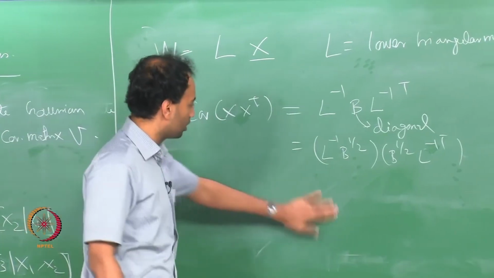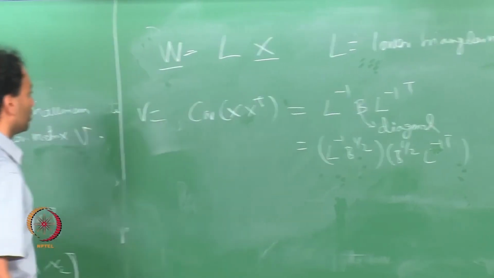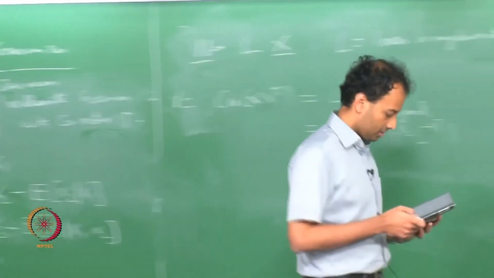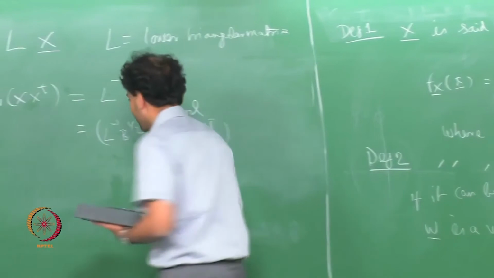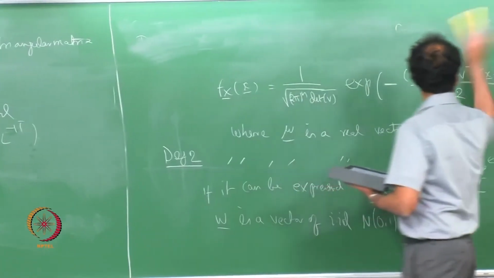So, this is called Cholesky factorization, Cholesky decomposition. Anyway, that is about whitening, which is again common in signal processing. Finally, I will stop with one more little nugget about these multivariate Gaussians.